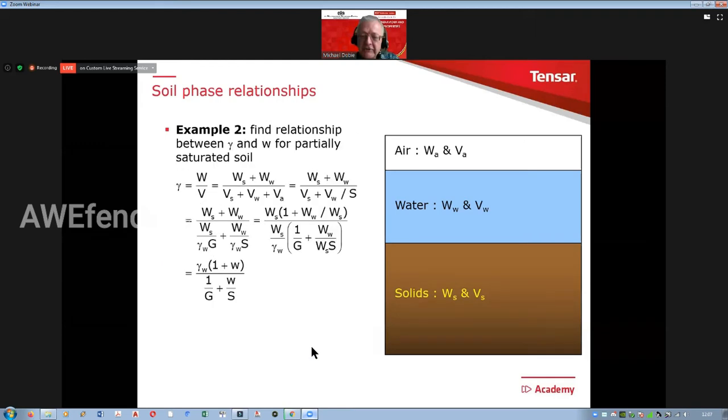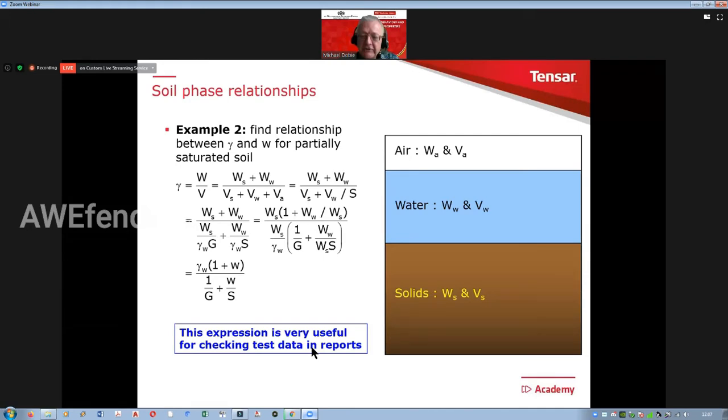The second example is a bit more complicated to do, but it's not that difficult. It is to find a relationship between water content and the unit weight, taking into account the degree of saturation. You can do that by playing around and doing a bit of algebra. I'm not going to go through that, but you end up with the expression at the bottom there, and this is a really useful expression when you are checking test data in reports. So let me explain how.